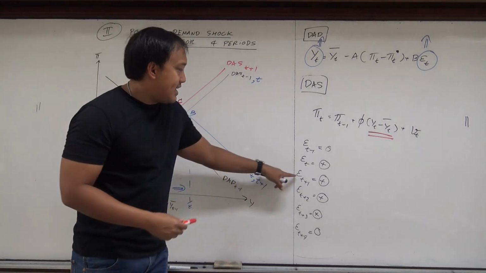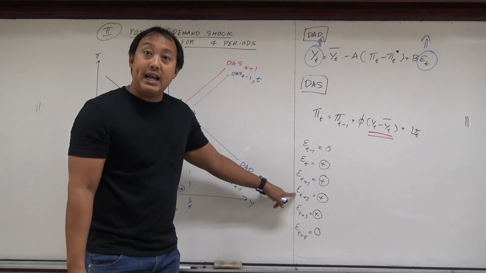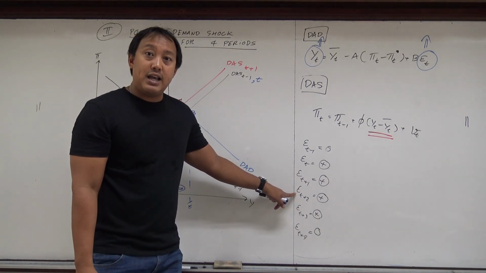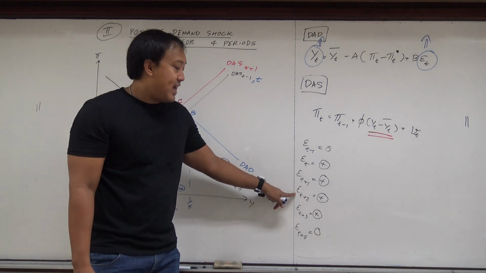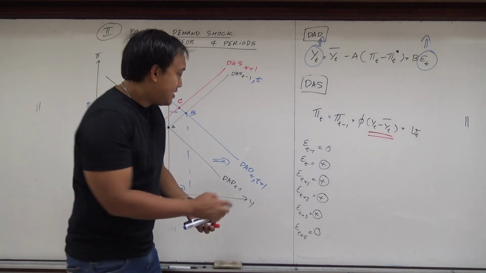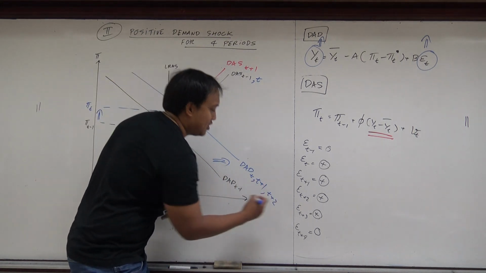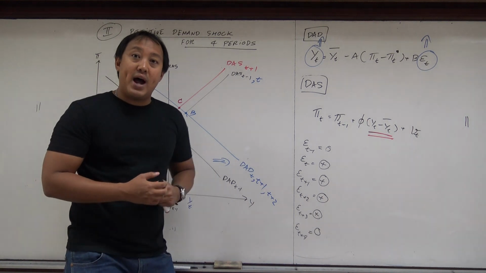Okay, then the second day of holiday is over. How about the next day? Time T plus 2, the third day of the holiday. We have a positive demand shock, so it means that DAD is still here on the right side. So I put the comma T plus 2 still here on the right side.